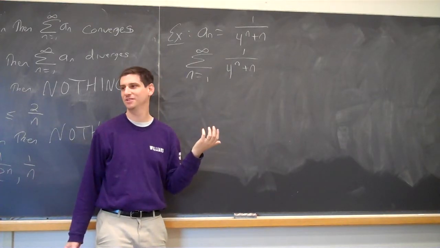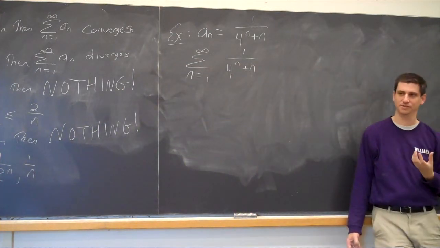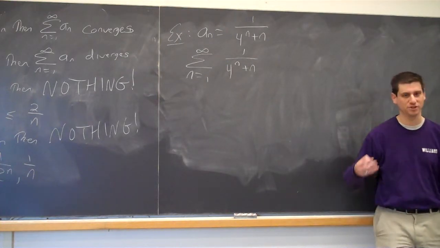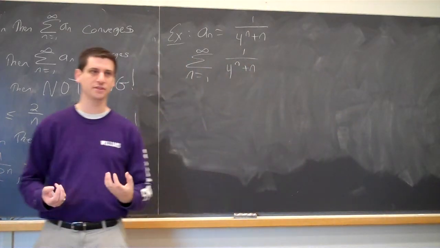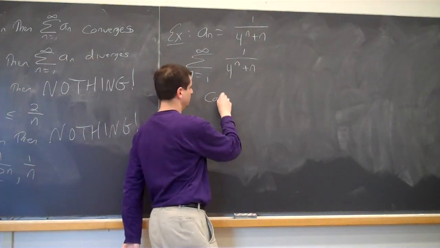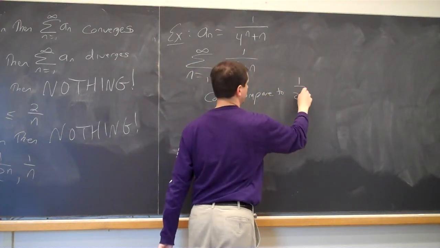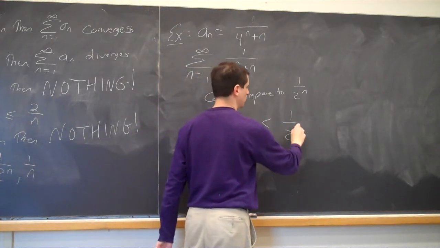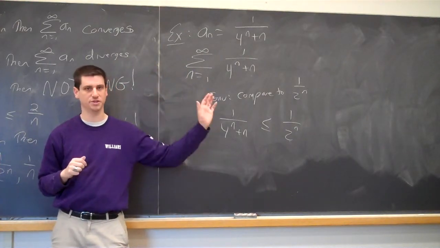Which would you rather compare this to? 1 over 2 to the n or 1 over 2 to the n plus n? 1 over 2 to the n. It's the standard representative example of a geometric series. The other one is a tweak. It's not on the standard tables. You have to write a little bit more math. Go for the easiest comparison. So everybody agrees this converges. Compare to 1 over 2 to the n, and you get 1 over 4 to the n plus n is less than or equal to 1 over 2 to the n. Okay, everybody's comfortable with this.